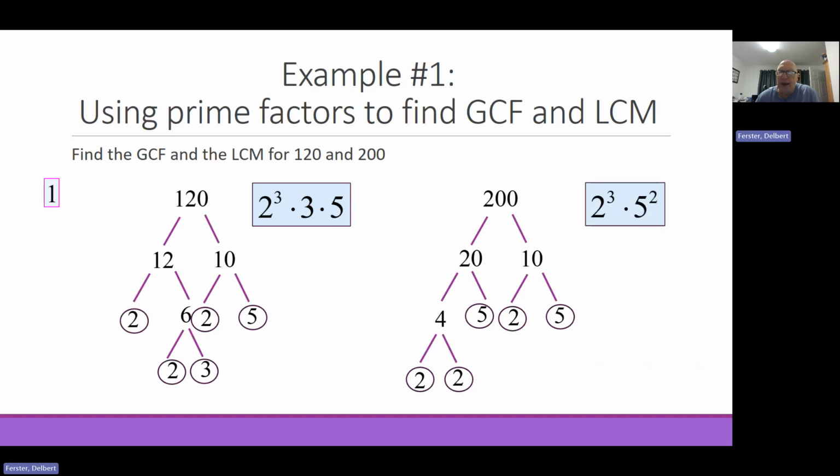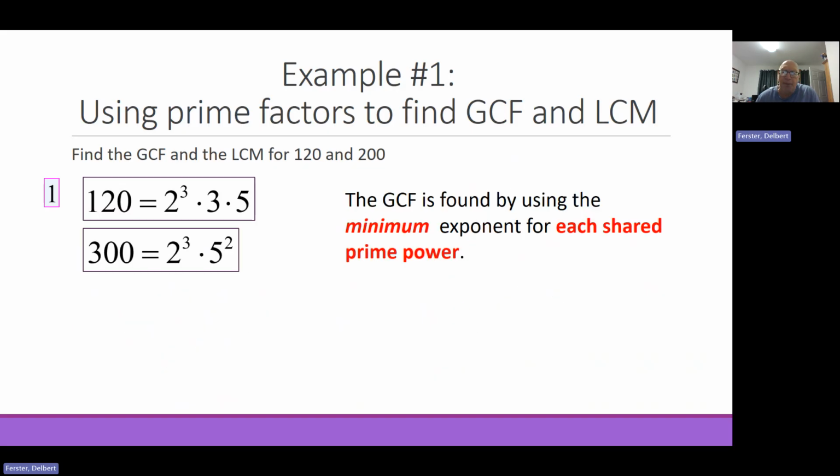Okay, so if we're going to make use of those to create our GCF and LCM, here's what we will do. This is just a recap. Those are the prime factors that we just found with our factor trees. 120 is 2 to the third times 3 times 5. 200 is 2 to the third times 5 squared.